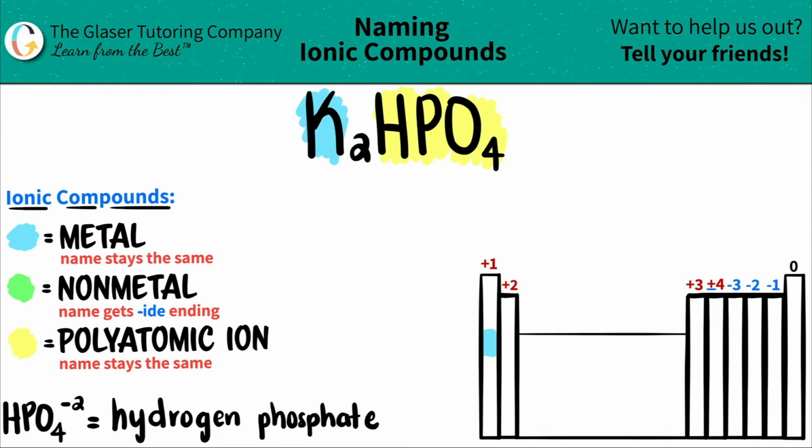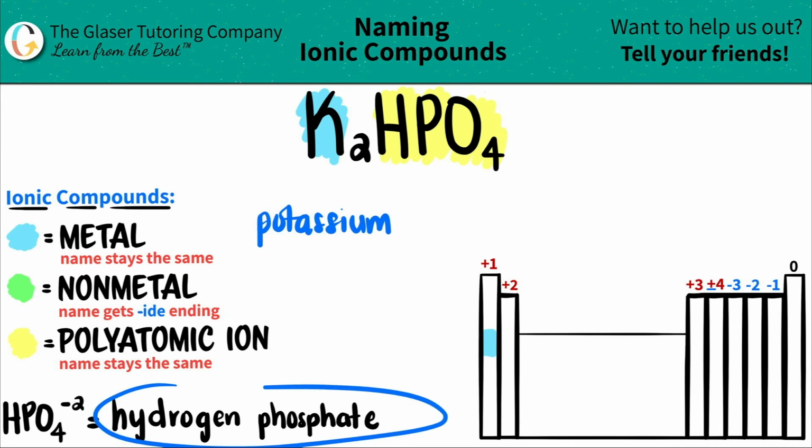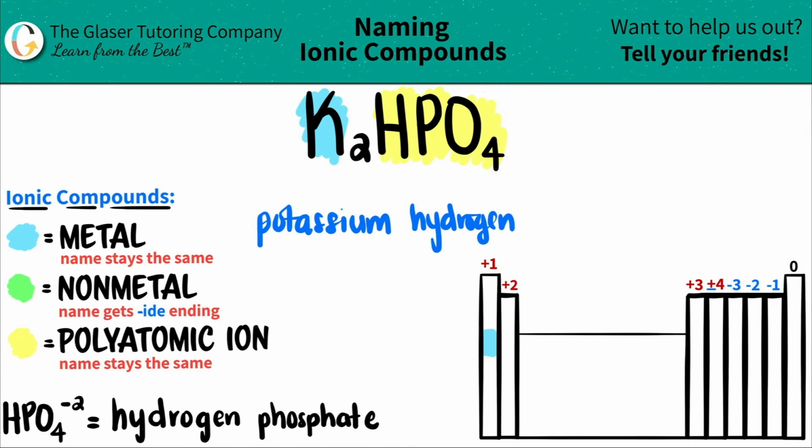Now, let's name them. The metal name comes first, right? And that name always stays the same. So K is just potassium. So that's pretty cool. And polyatomic ions, those names always stay the same as well. You just got to memorize them. So in this case, it would be hydrogen phosphate. So right now we have potassium hydrogen phosphate as our name, but since it's ionic, just do a double check.